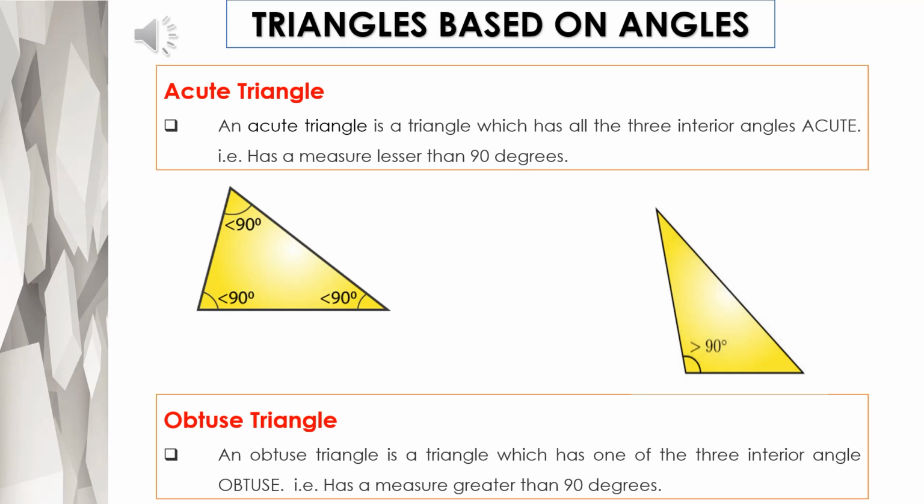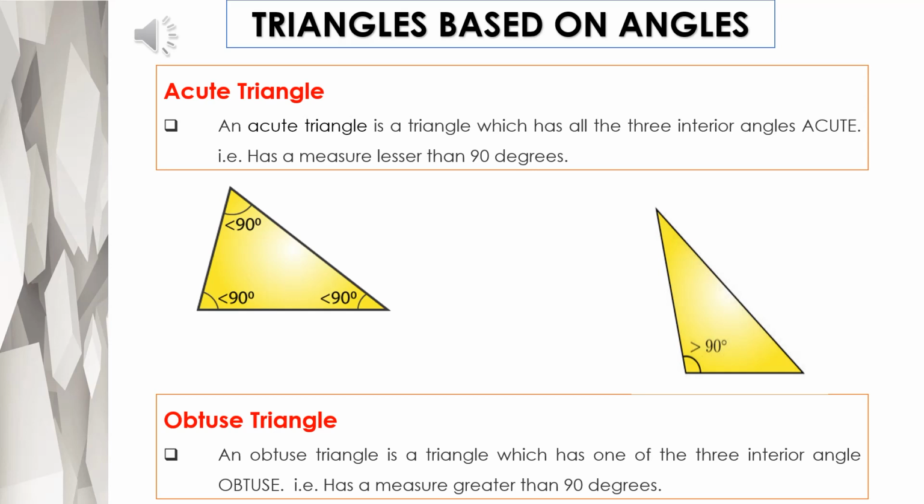Now remember, no matter what, they may be having angles less than 90 degrees, but the three interior angles sum up to make 180 degrees. Remember that, okay? Next, let us go to the obtuse triangle.